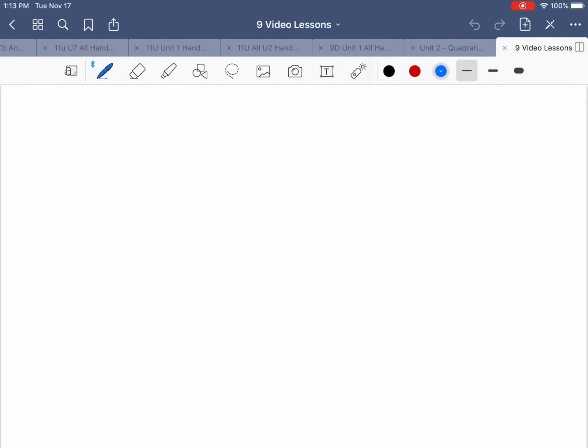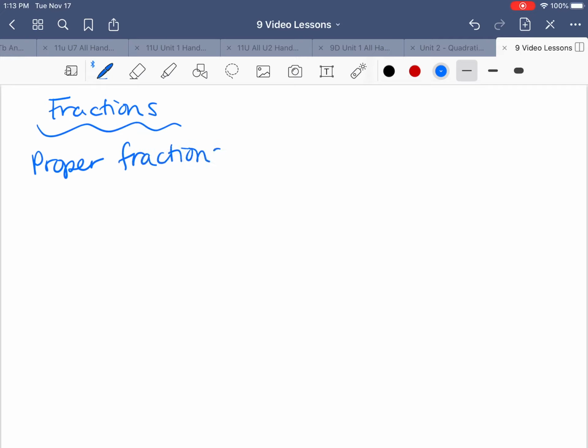Let's do a review on fractions. So most of this you would have learned in grade 7 or 8 or before that. We have proper fractions. And these are fractions where the numerator is smaller than the denominator.